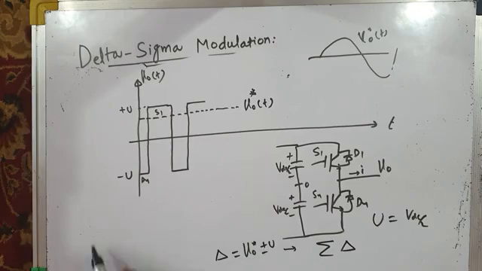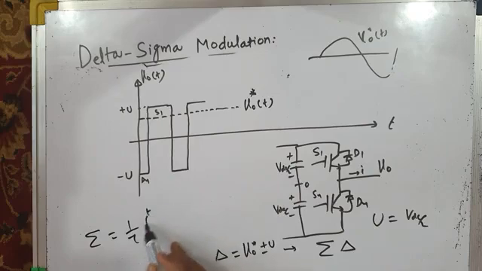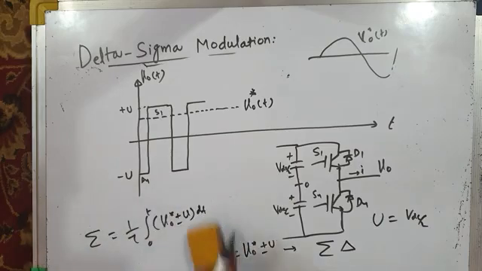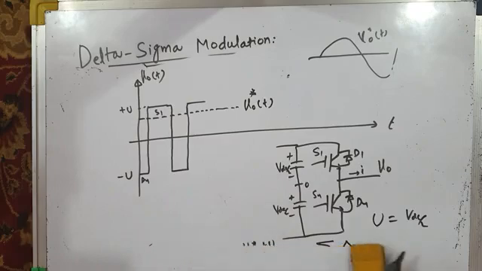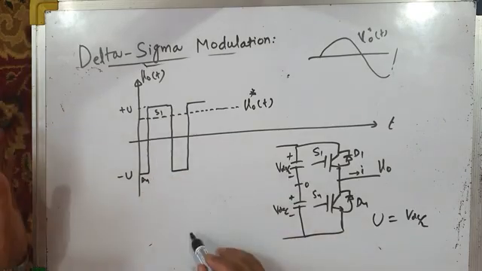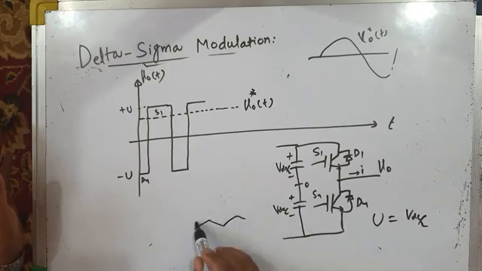Just a few moments back I wrote this integration: 1 by tau integral 0 to t of V naught star plus or minus U dt. Integrate. And when I integrate this, I get the integrated signal like this. So I will show you. And I make that integrated signal oscillate between the upper hysteresis band and the lower hysteresis band.